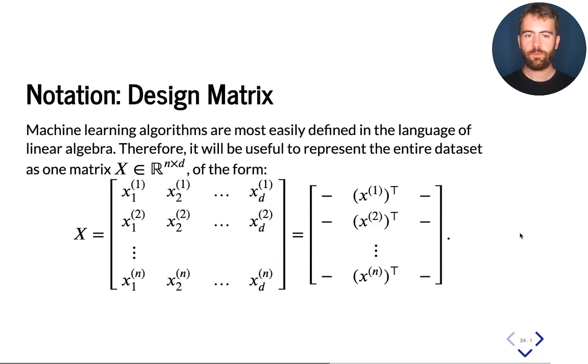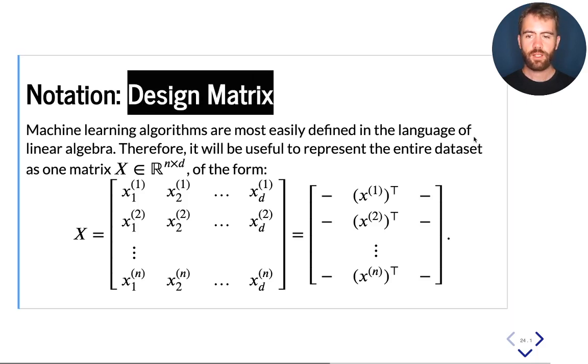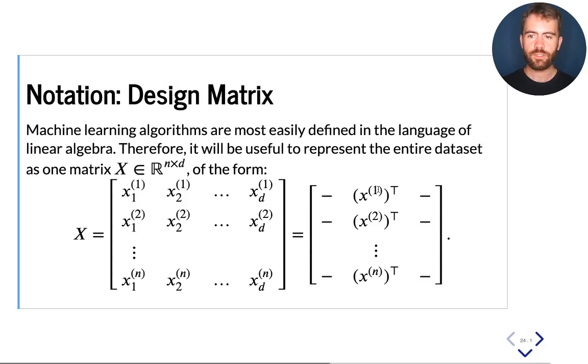In order to define this new algorithm, which is going to be ordinary least squares, I first want to start with some notation. The first set of notation that I want to introduce is something that is called the design matrix. The design matrix is essentially just a convenient way of representing our training data set. We know that each of our training examples has an input x, which is a d-dimensional vector. The design matrix is simply the concatenation of all of these vectors along a second dimension.